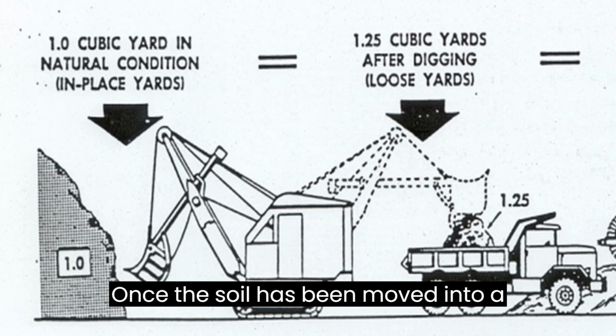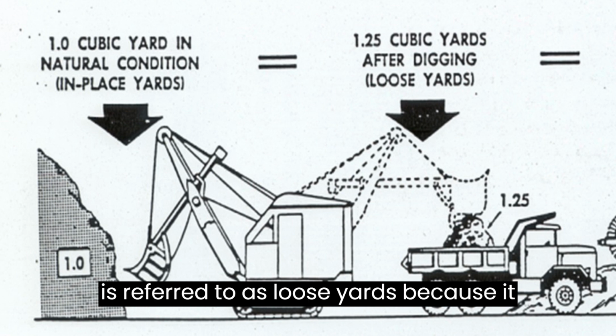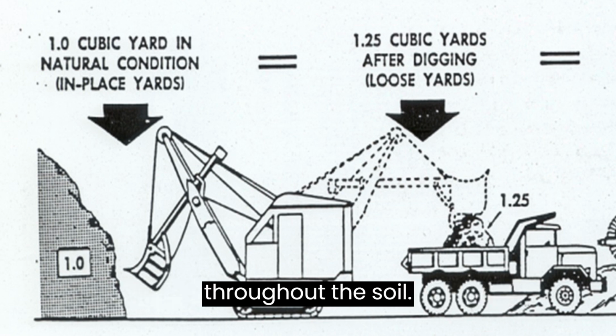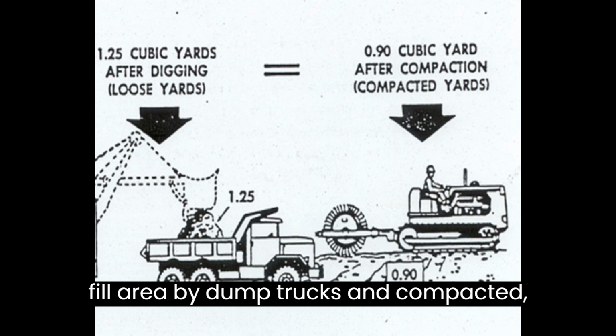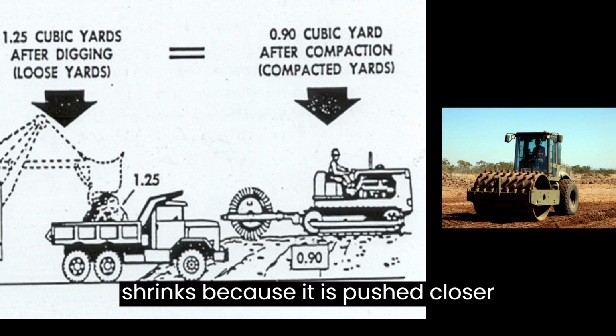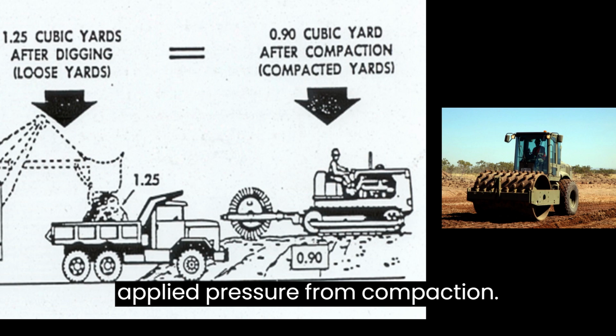Once the soil has been moved into a temporary stockpile after excavation, it is referred to as loose yards, because it has essentially fluffed up from the excavation, creating air pockets throughout the soil. Finally, once the soil is placed in a fill area by dump trucks and compacted, it is called compacted yards. Soil shrinks because it is pushed closer together and loses its fluff due to the applied pressure from compaction.